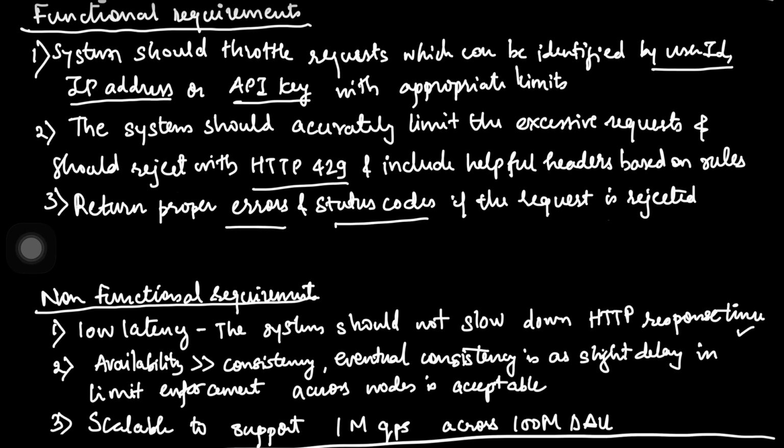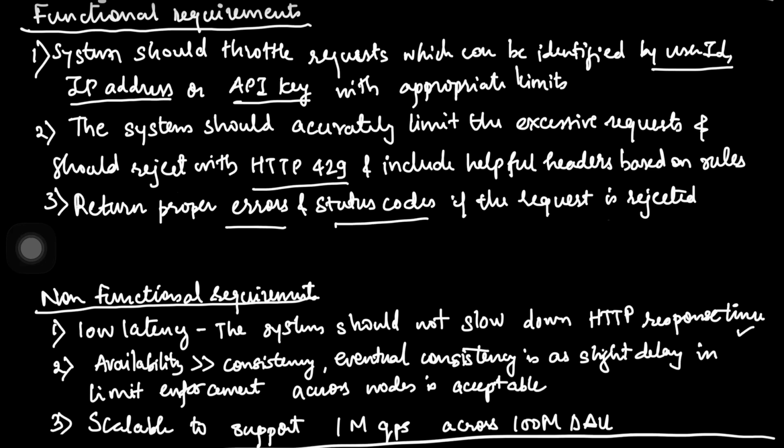After that, we always talk about availability versus consistency. In my previous videos also, I have always said that the second non-functional requirement should divert your focus to CAP theorem, where we talk about availability versus consistency. For a rate limiter, availability wins. We can accept eventual consistency, meaning a slight delay in enforcing the limits across different nodes is perfectly acceptable. It's better to let one extra request through than to have the whole system go down because of a sync issue.